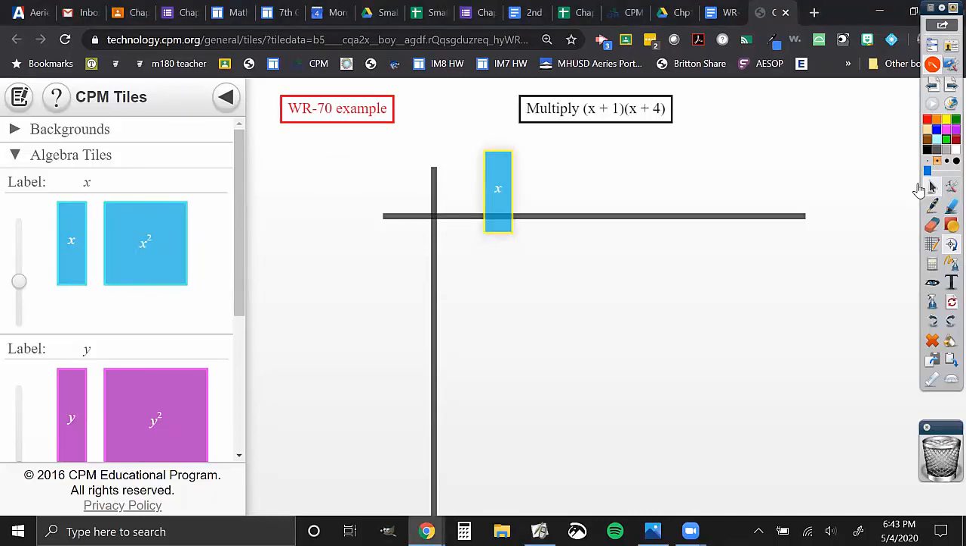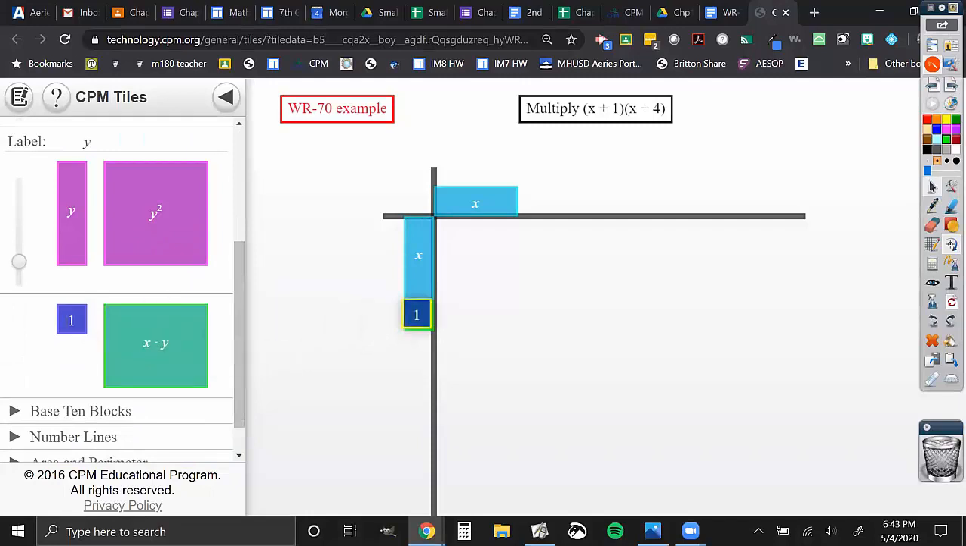So I can see right here that I have an x plus 4 and an x plus 1. So I'm going to bring out two x's. x plus 1 I'll put here. x plus 4, 2, 3, and 4 I'll put right here. And my job is to fill in this area with a rectangle whose area is this length times this width.